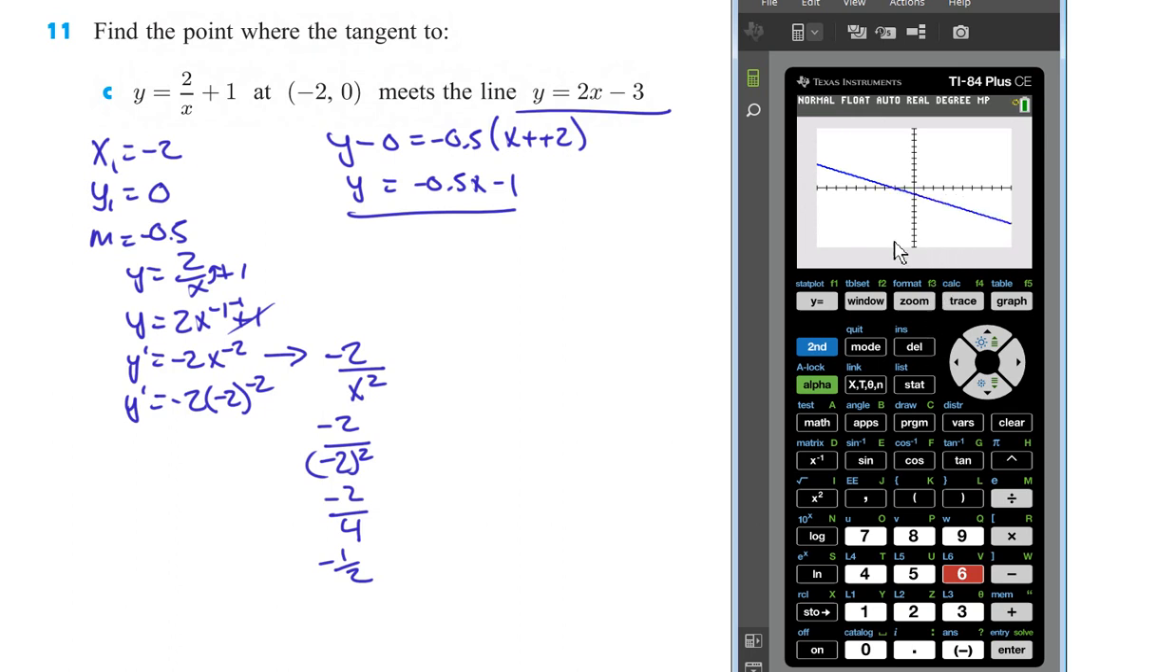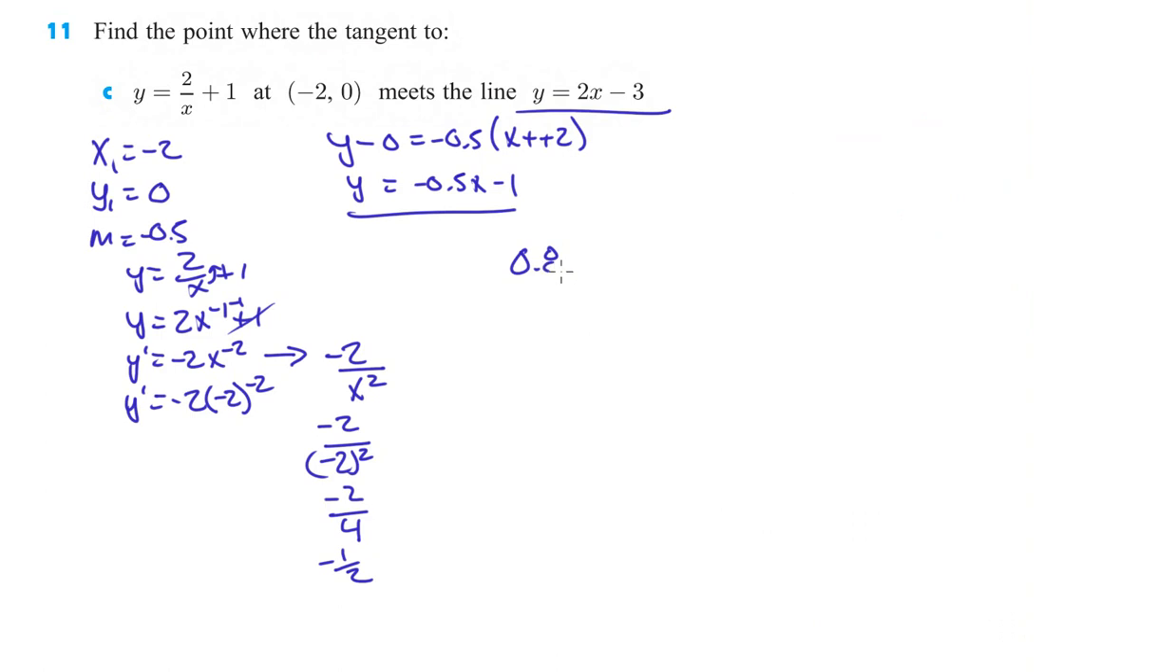And there's the first line, and then our red line is going to be this 2x minus 3, and we're just going to find that intersection point right there. So second trace, and we're going to find the intersection, and that's pretty close to the intersection point already, so enter, enter, enter, and it gives us our intersection point is 0.8 and negative 1.4. And there's our intersection point.